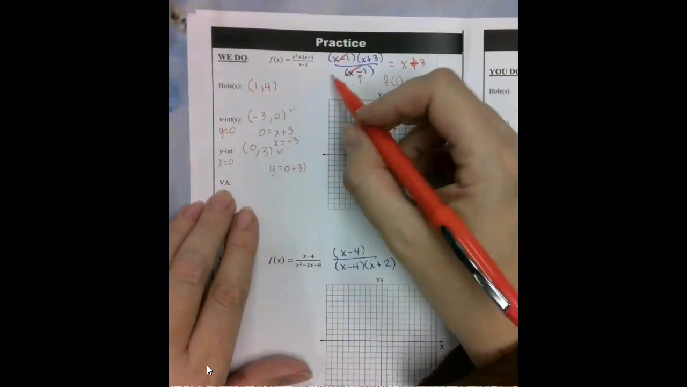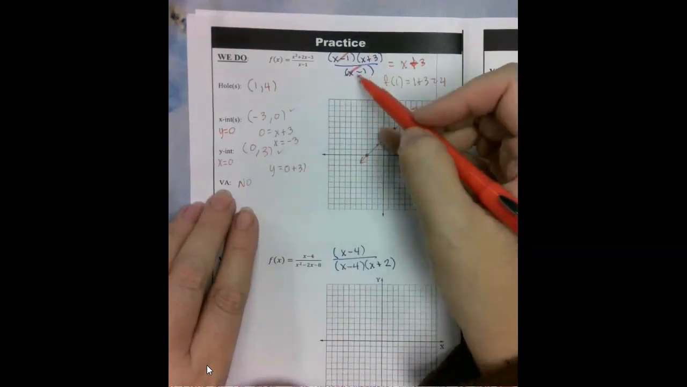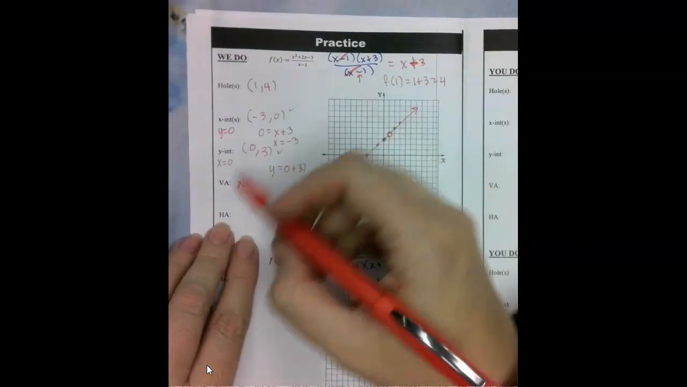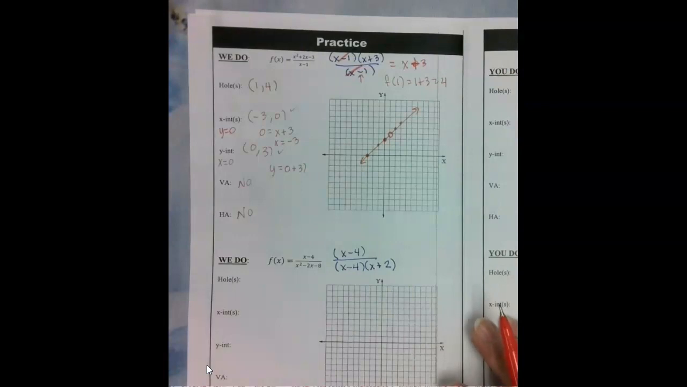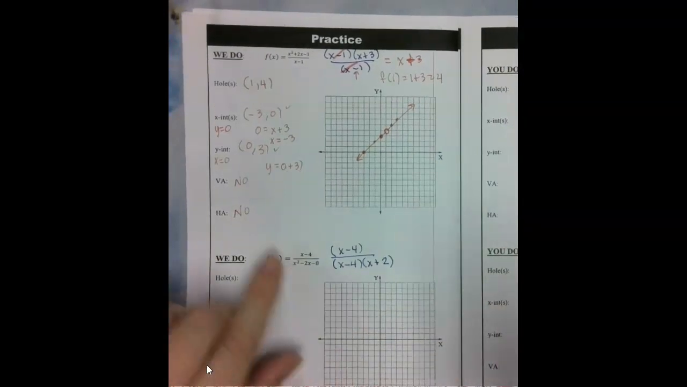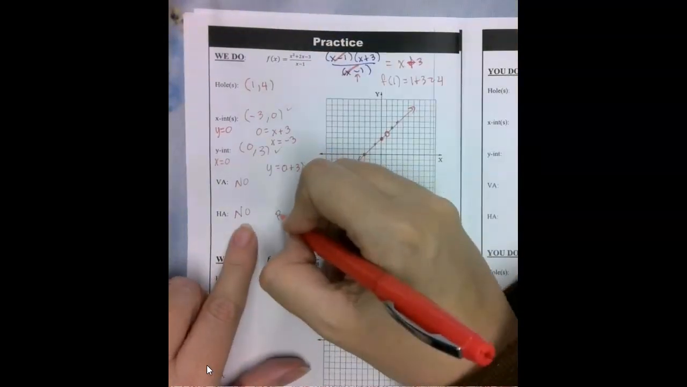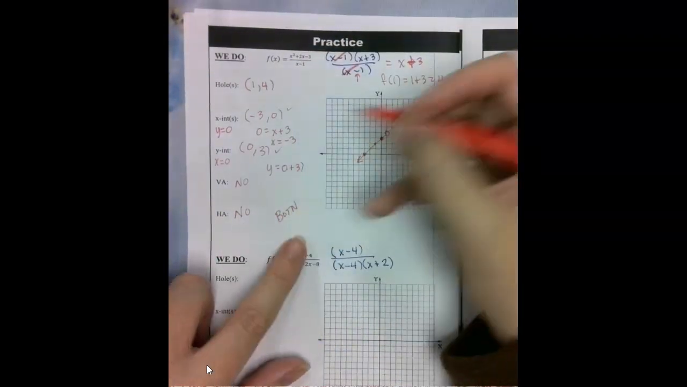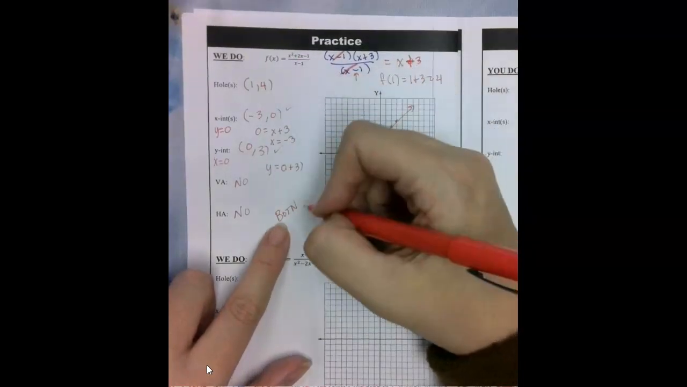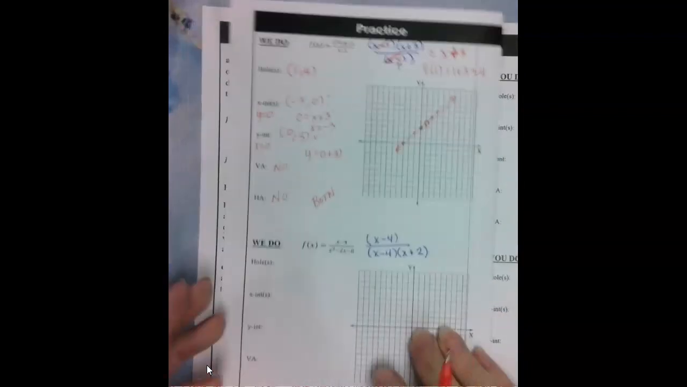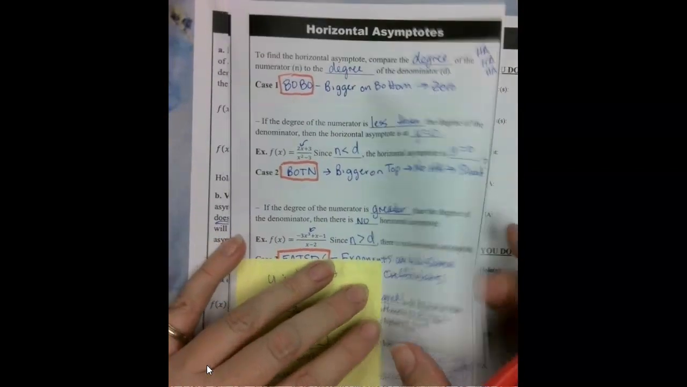This one has no vertical asymptotes because there's nothing left in the bottom after I cancel. And this one has no horizontal asymptotes. I'm sorry, on the horizontal asymptotes, it was bigger on top, because there's a squared on top and 1 on the bottom. So there's no horizontal asymptotes. Remember that from over here. On the bottom, there's no horizontal asymptotes.